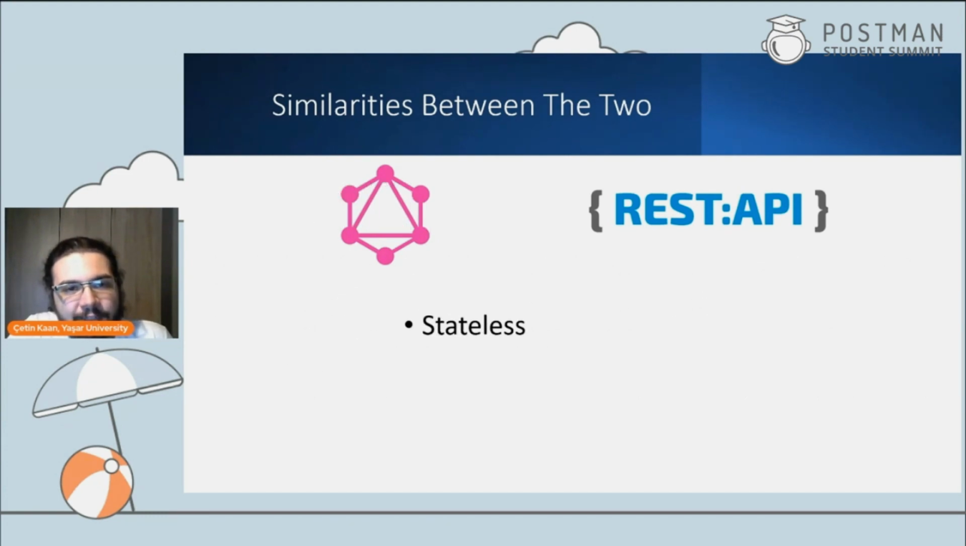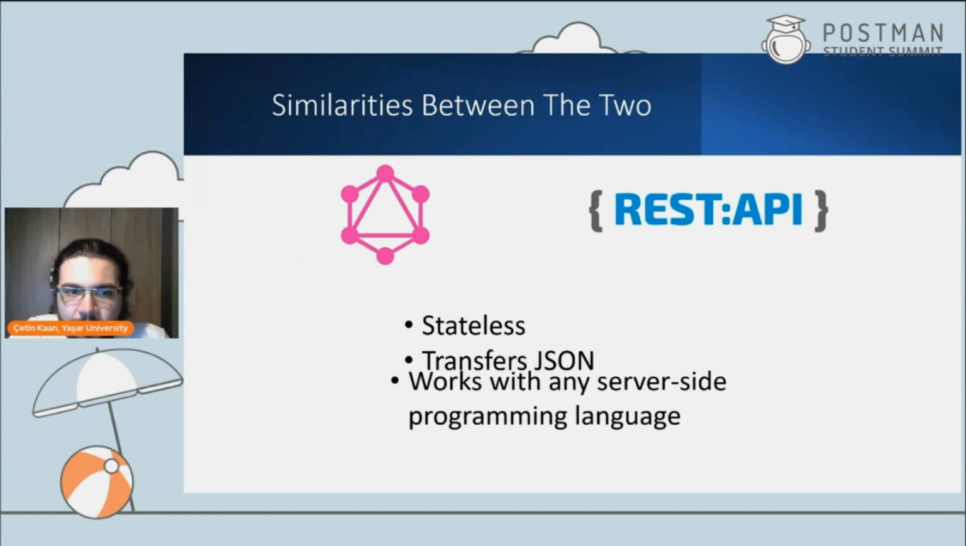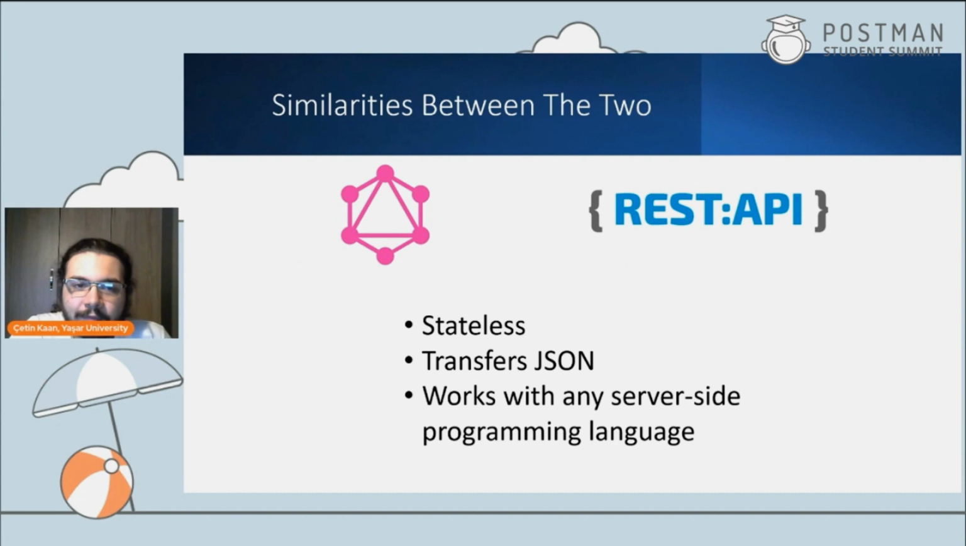Both GraphQL and REST API are stateless, meaning HTTP requests happen in complete isolation. Both of them can transfer JSON data, which is the most common way APIs transfer data. And both of them can work with any server-side programming language or any server-side programming framework.